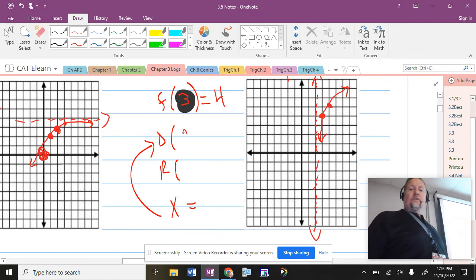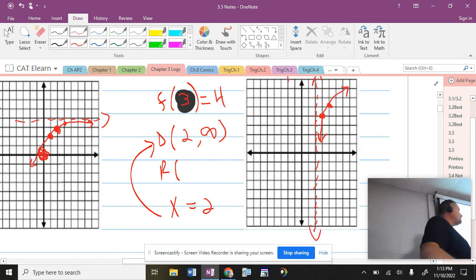All right. So domain is 2 to infinity. Oh, vertical asymptote. That's exact. I mean, I should do those at the same time.